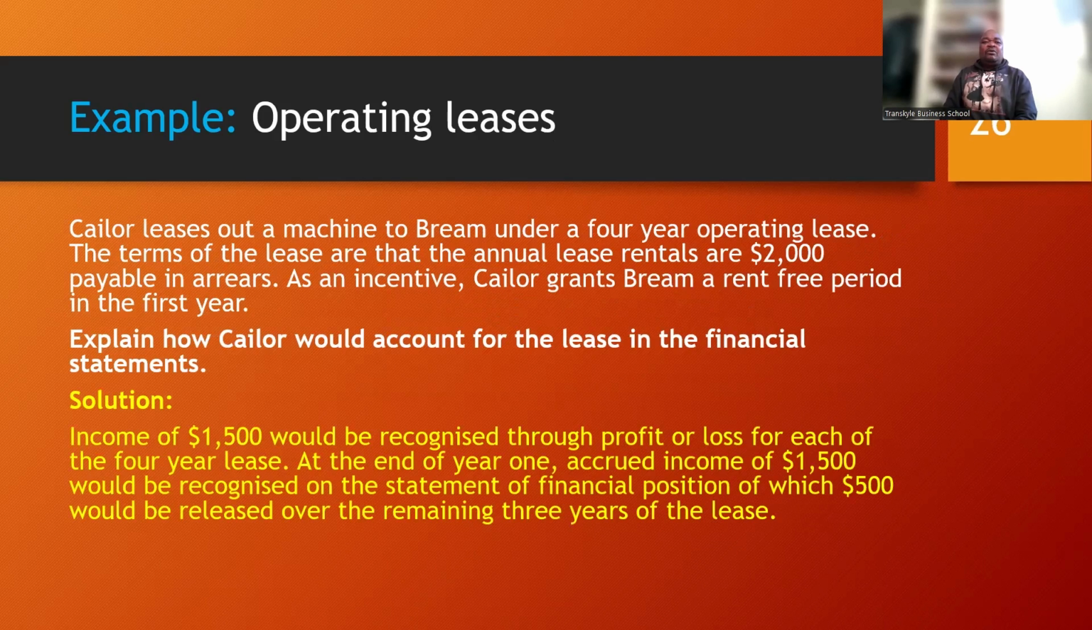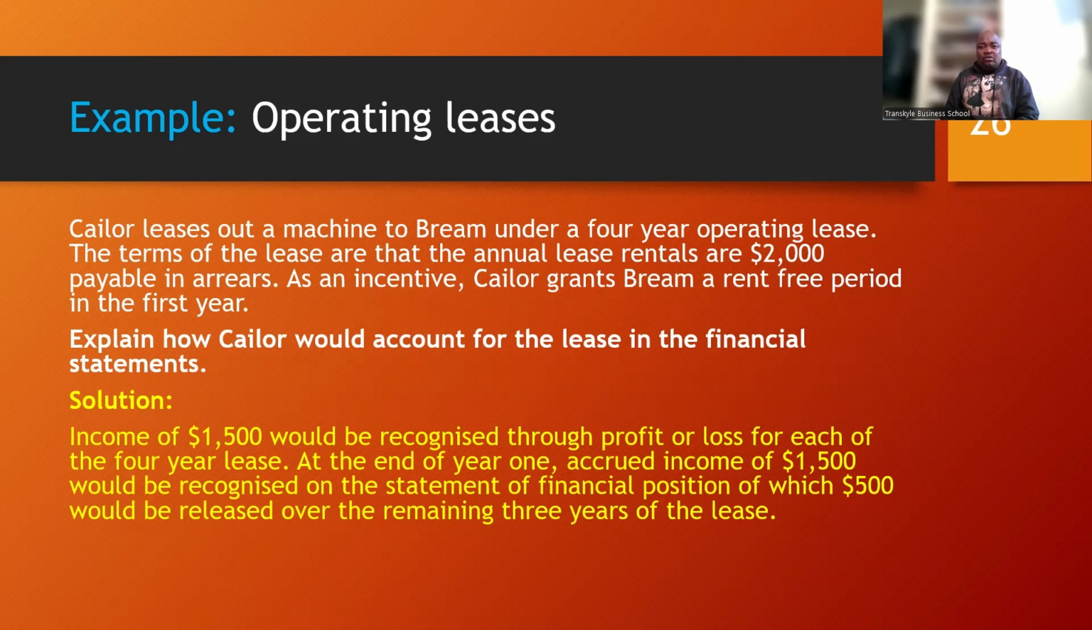Let's look at this example. We have got Kayla here. Kayla leases out a machine to Brim under a 4-year operating lease. The terms of the lease are that the annual lease rentals are $2,000, payable in arrears. As an incentive, Kayla grants Brim a rent-free period in the first year. Explain how Kayla would account for the lease in the financial statements.